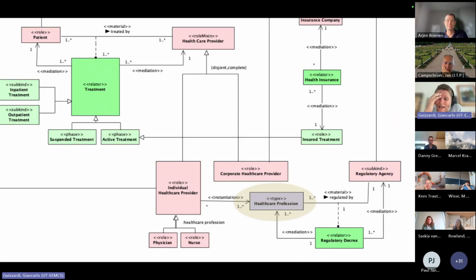We also have here this notion of a higher order type. So let me give you an example. Here, a healthcare profession is a higher order type. So the instances of healthcare profession are not individuals, but they are types.